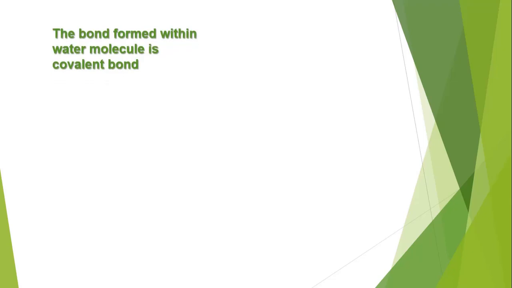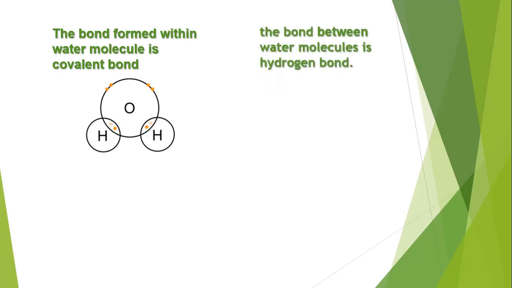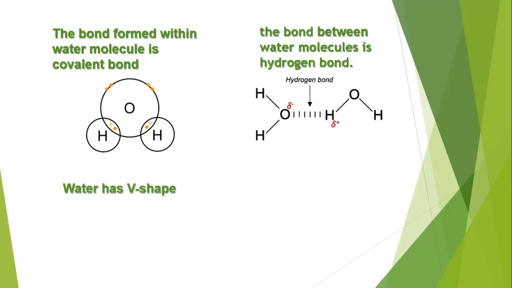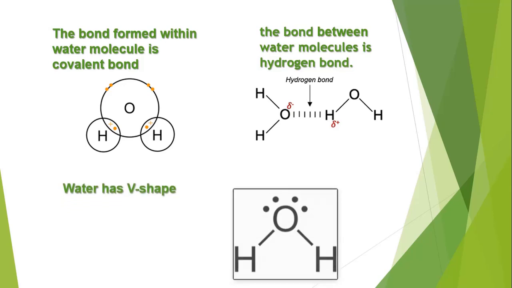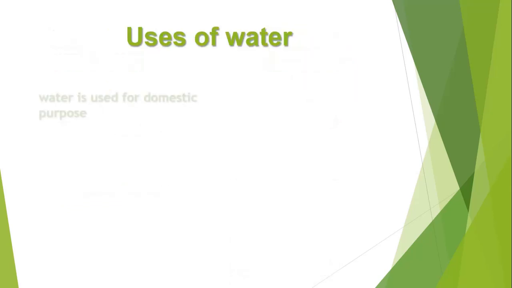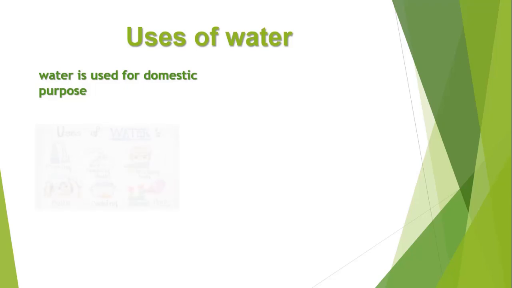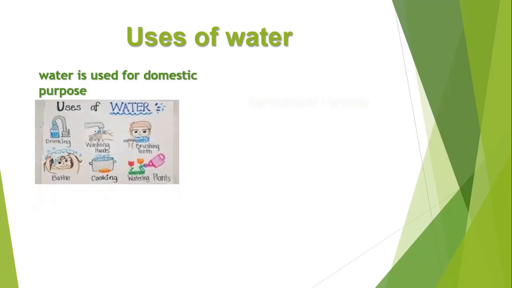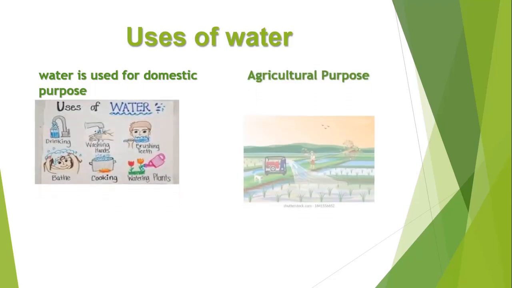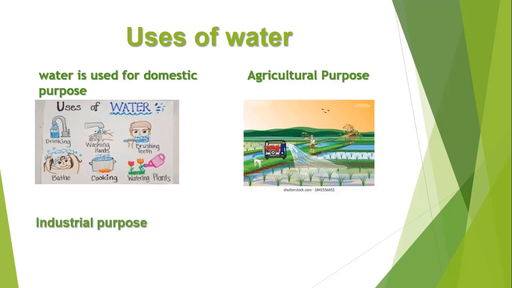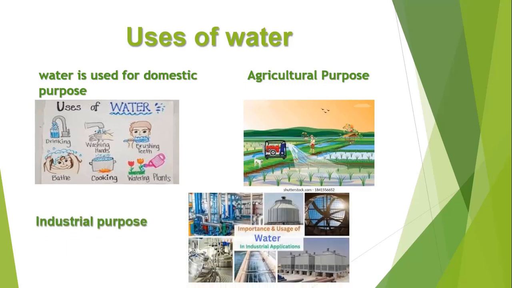Water has different types of bond. The bond formed within a water molecule is the covalent bond, while the bond formed between water molecules is the hydrogen bond. Water has a V shape. Some of the uses of water include domestic use, agricultural purposes, and industrial purposes.